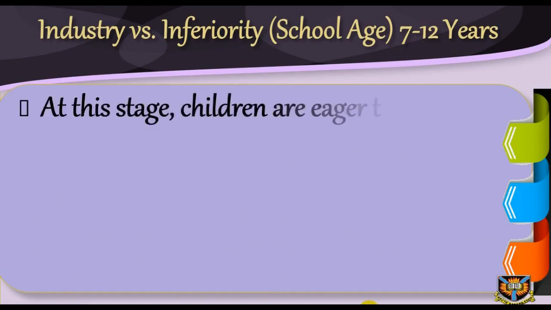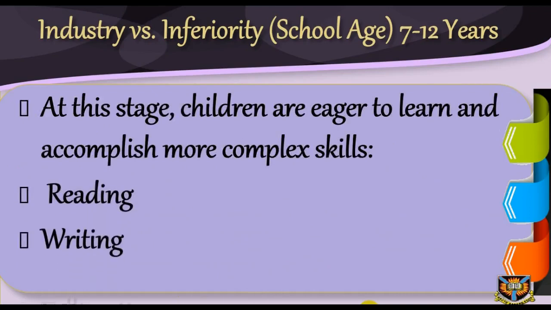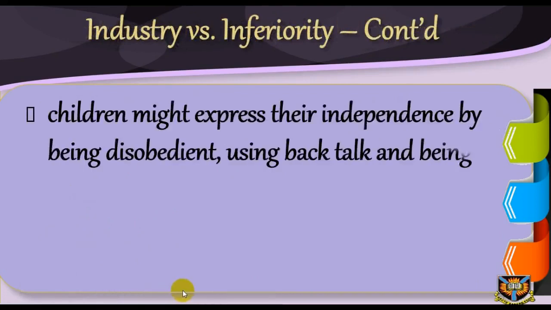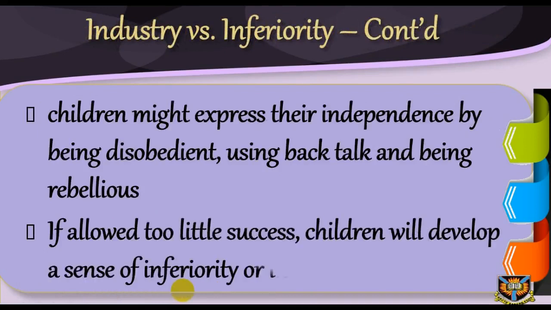Allen and Marotz, 2003, also list some perceptual and cognitive developmental traits specific to this age group. Children understand the concept of space and time in more logical, practical ways, begin to grasp Piaget's concept of conservation, gain a better understanding of cause and effect, and understand calendar time. At this stage, children are eager to learn and accomplish more complex skills: reading, writing, telling time. They also form moral values, recognize cultural and individual differences, and are able to manage most of their personal needs and grooming with minimal assistance. Allen and Marotz, 2003. At this stage, children might express their independence by being disobedient, using backtalk, and being rebellious.